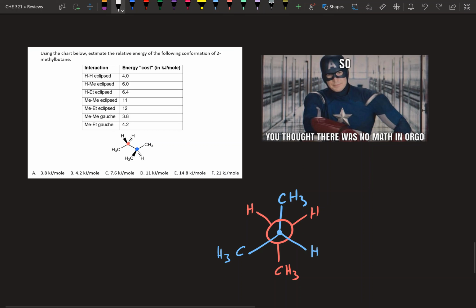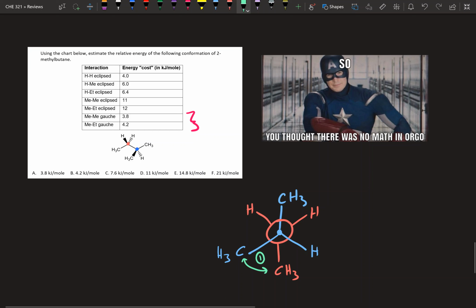What they're asking is to estimate the relative energy, so what we have to do is look at the chart, and for every interaction that we find, we need to add those numbers together. Let's look at what we have. The first 5 of these are all eclipsed interactions, but the molecule is not drawn in the eclipsed conformation, so we don't need to worry about any of those. We just need to look at those two. Do we have any methyl gauche interactions? Well, right here we do. We have one right there.